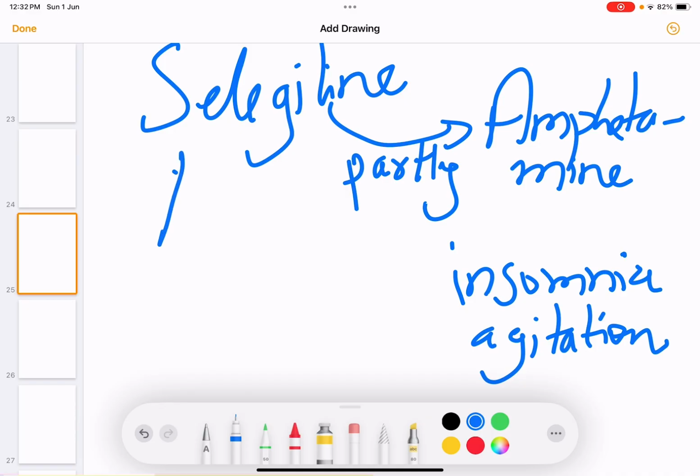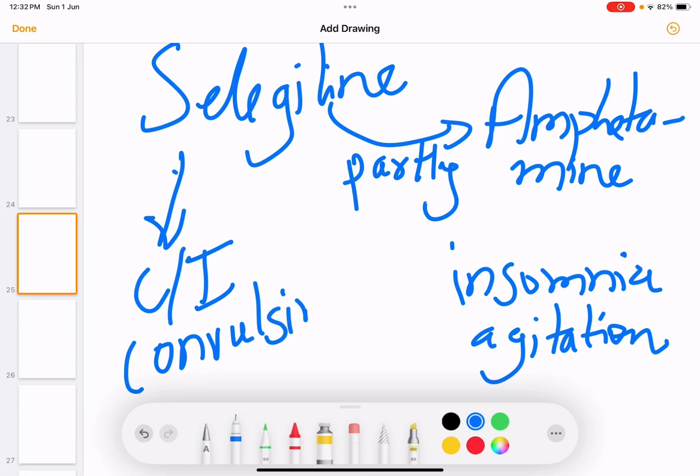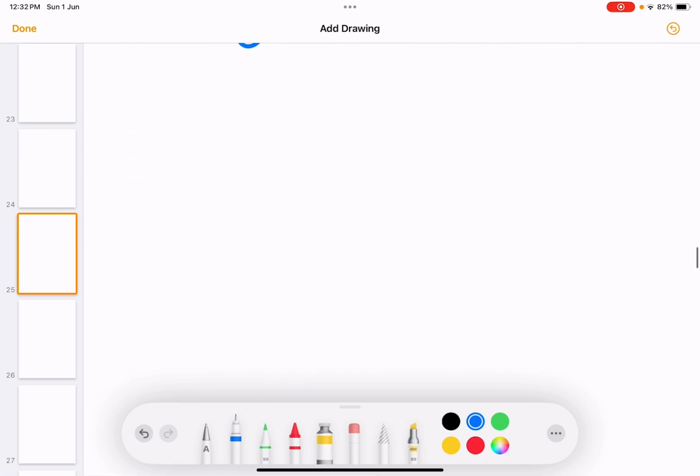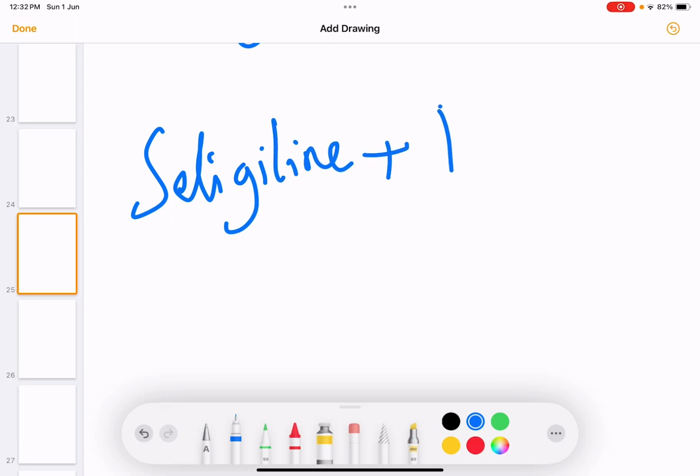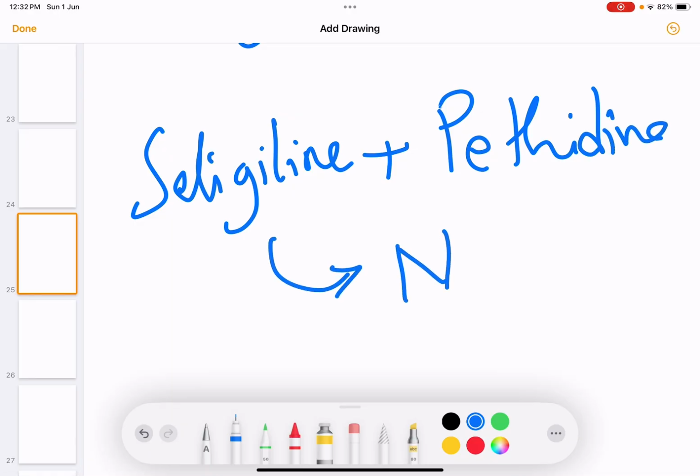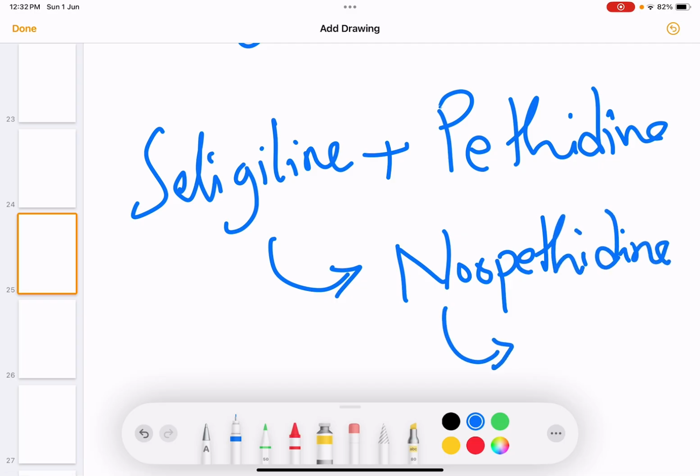So selegiline is contraindicated in patients with convulsive disorder. This is the problem with selegiline. If selegiline is combined with pethidine, which we have discussed in opioids, there is more of a metabolite, norpethidine, formed, and this norpethidine can also cause convulsions.